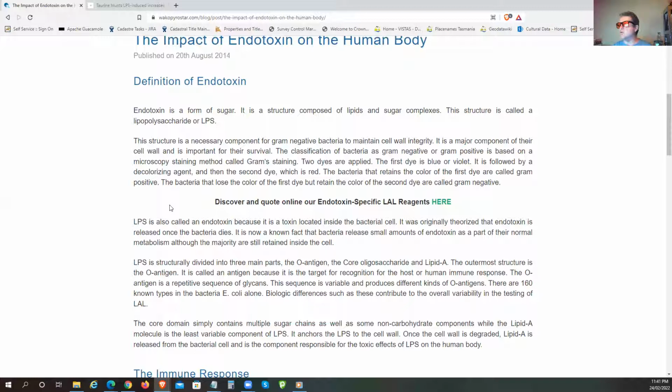The LPS is also called an endotoxin because it is a toxin located inside the bacterial cell, and it was originally theorized that endotoxin is released once the bacteria die. Well, yes, but LPS can also be shed. In fact, bacteria release small amounts of endotoxin as part of their normal metabolism, so the majority is still retained inside the cell. It's a shedding thing.